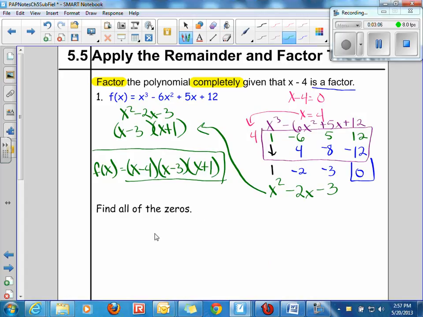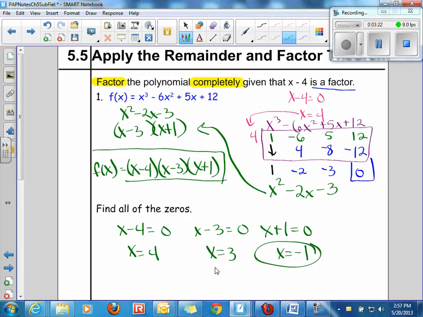And then if they wanted us to find all the zeros, you just take those factors and set them all equal to 0 individually. And you get x equals 4, x equals 3, and x equals -1. So you've got 3 zeros right here for finding all the zeros.